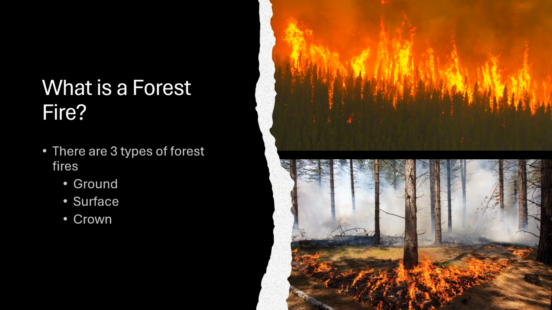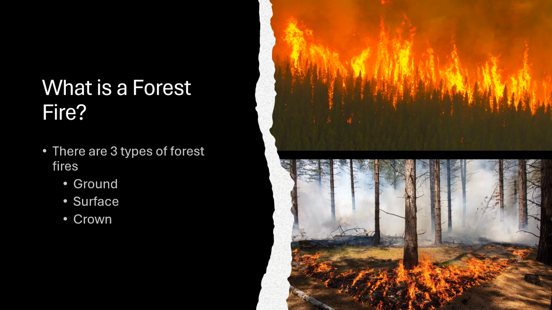So what is a forest fire? You have three different types of forest fires. You have a ground fire, a surface fire, and a crown fire. Here at the top would be an example of a crown fire. The fire is extremely intense and is devastating to the ecosystem. It destroys all of the trees. Nothing lives. It's scorched earth.